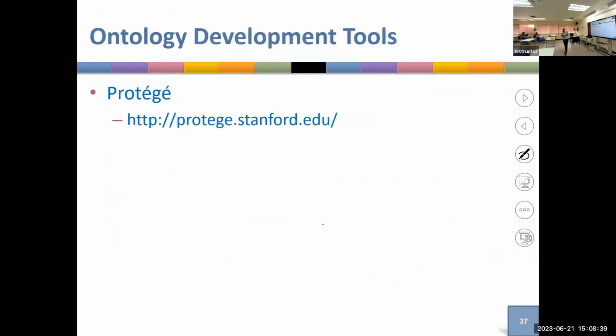Okay, let's have a break and we come back to some practice parts with Protege. So everyone be sure you have your Protege ready, installed and usable.